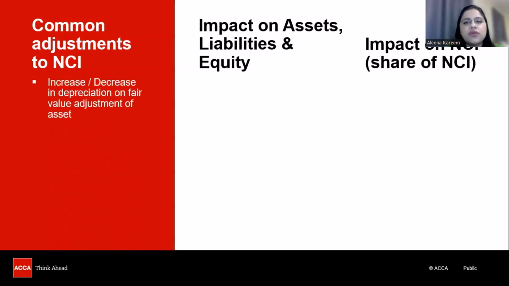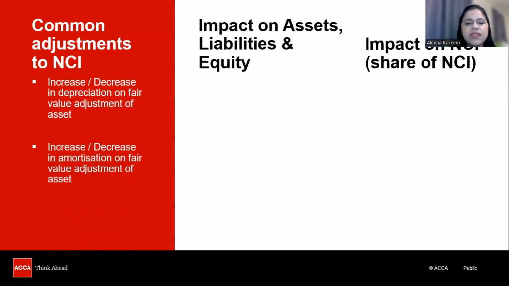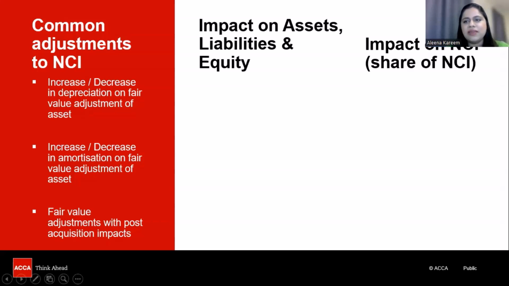So first of all, if we talk about the increase or decrease in depreciation on fair value adjustment, by now you must be already familiar with this, that there is fair value adjustment at the date of acquisition, and related to that, subsequently in the post-acquisition period, there may be an increase or decrease in the depreciation that we are charging. Then a similar kind of thing might be there for the amortization also. And then there may be any other fair value adjustment which is there in the post-acquisition profits. I'm going to move my video a little down because this is a very important area and I want the complete screen to be visible.